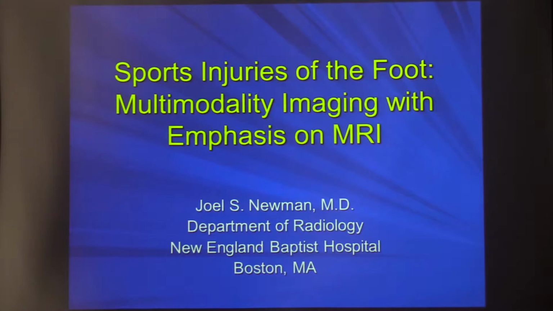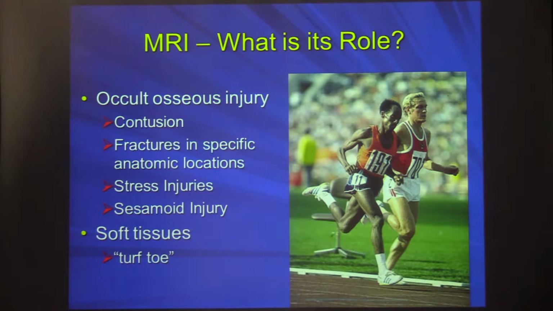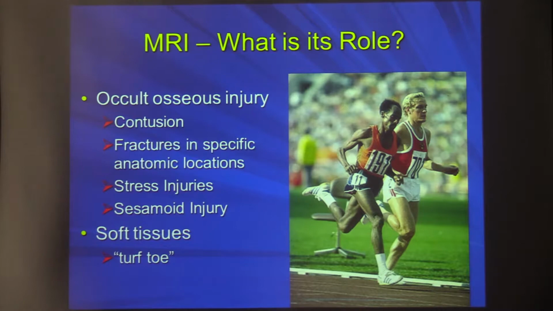Now, what is the role of MRI? And we'll start fairly basic and then move on to some more sophisticated applications. But MRI is useful in the setting of occult bone injury, specifically bone contusion in the competitive athlete, fractures in specific locations where radiographs are limited, stress injuries, where really MRI excels, and then a couple of more sophisticated applications, sesamoid injury, and then the soft tissues will wrap up with discussion of turf toe.